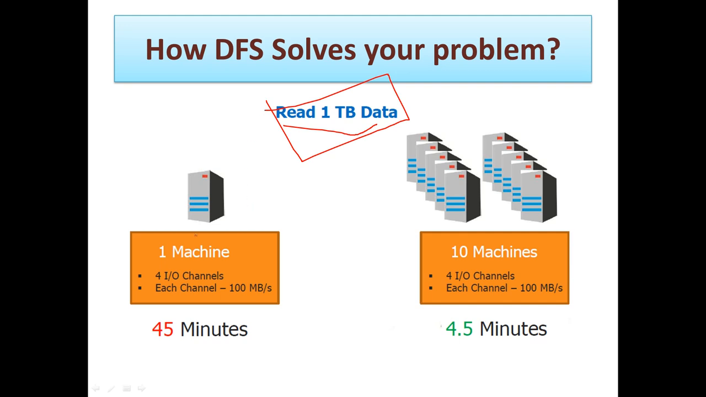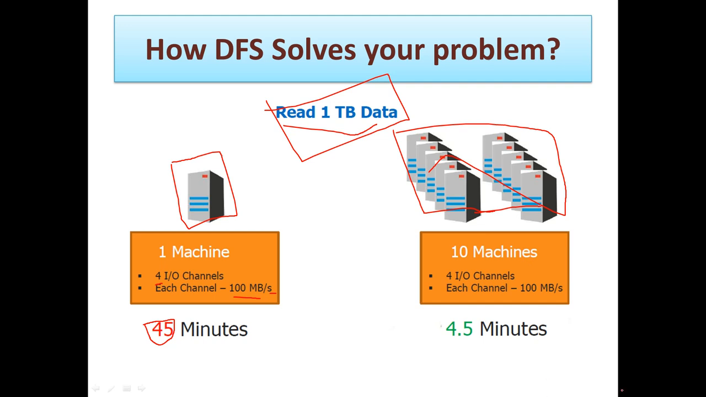Suppose we have the capacity to read 100 MB of data within a second. To read the 1 TB of data, and we have 4 IO channels, we require 45 minutes on the single machine. But suppose we are storing this data on 10 different machines, and now we want to read the data.